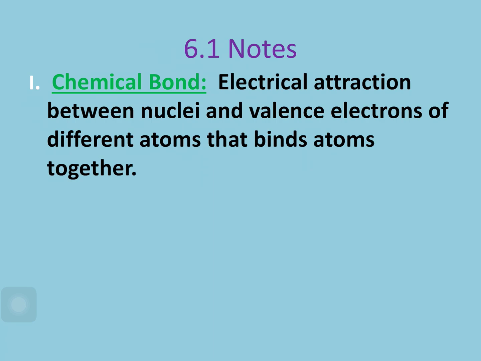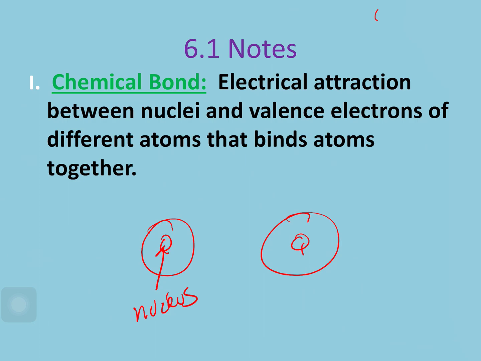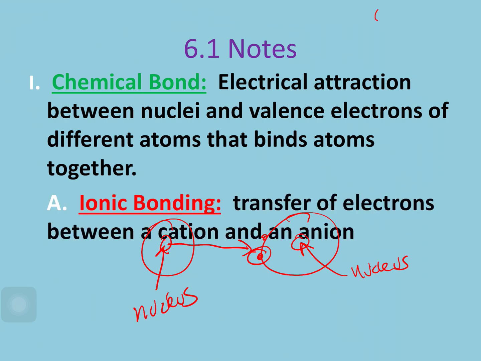Chemical bond is electrical attraction between nuclei and the valence electrons of a different atom. So if I were to draw, it would be one atom here with the nucleus being attracted to another atom here. Here's the nucleus. It's being attracted to the valence electron. So this nucleus is attracted to these. That binds the atoms together. And I'm going to erase that so you guys can read the rest of the notes.